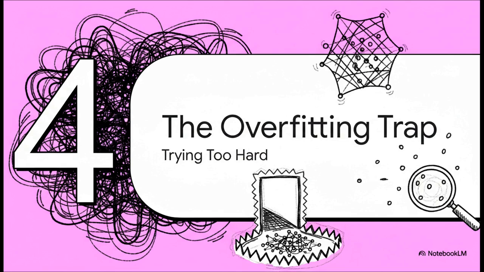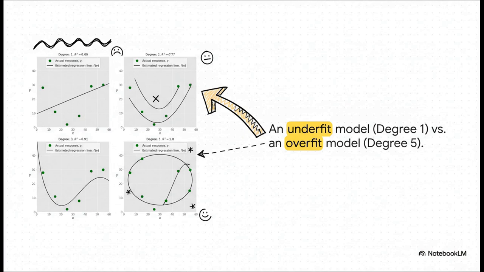It is a classic trap in machine learning, and it's called overfitting. It's basically what happens when your model gets a little too smart for its own good. This image just says it all.